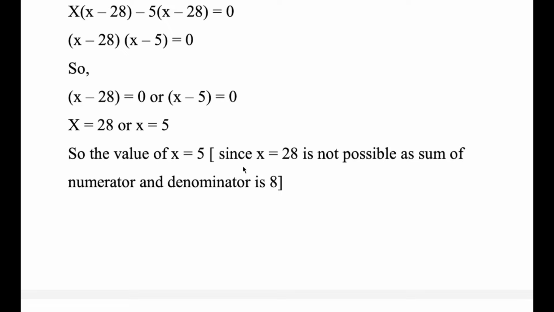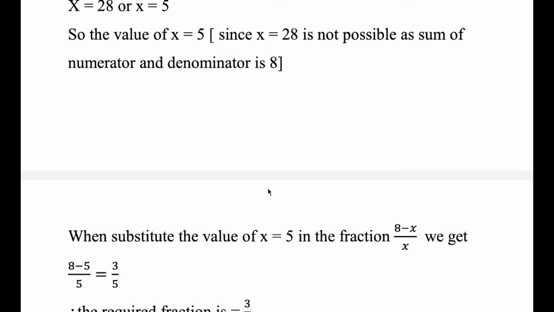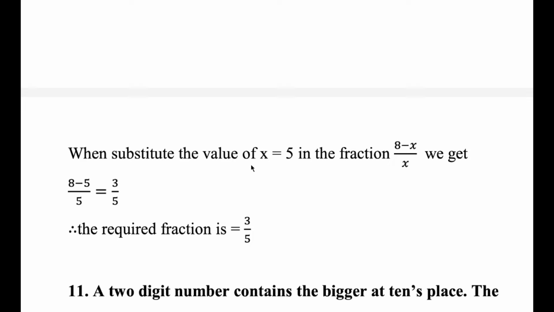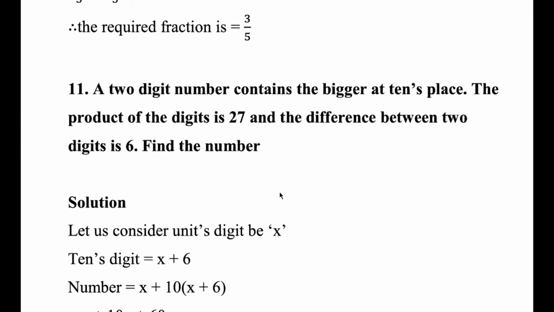So the value of x is equal to 5, since 28 is not possible, as the sum of the numerator and denominator is 8. When we substitute x equal to 5, the fraction 8 minus x divided by x gives 8 minus 5 by 5, which is 3 by 5. So the required fraction is 3 by 5. Come to the next problem.